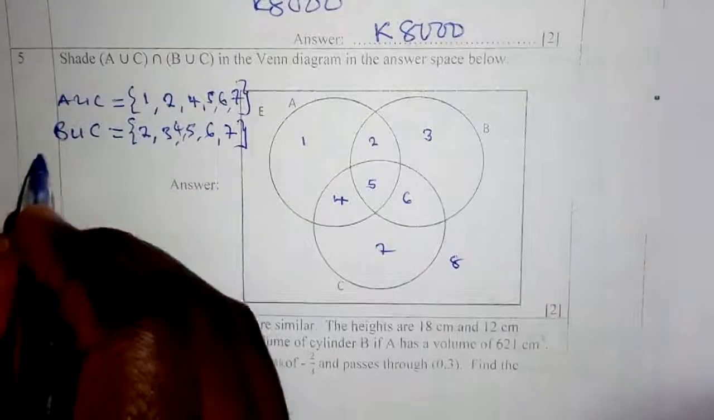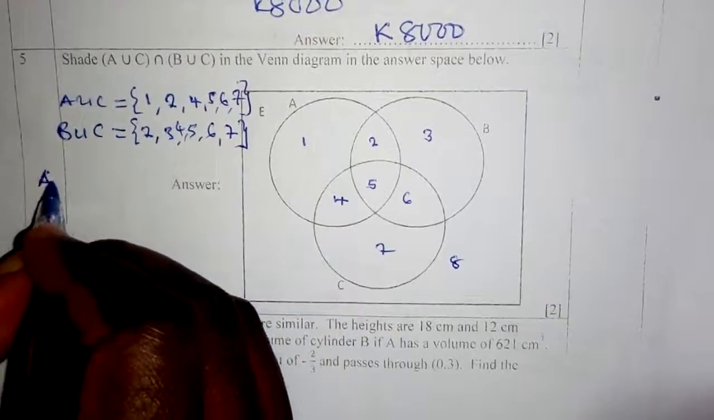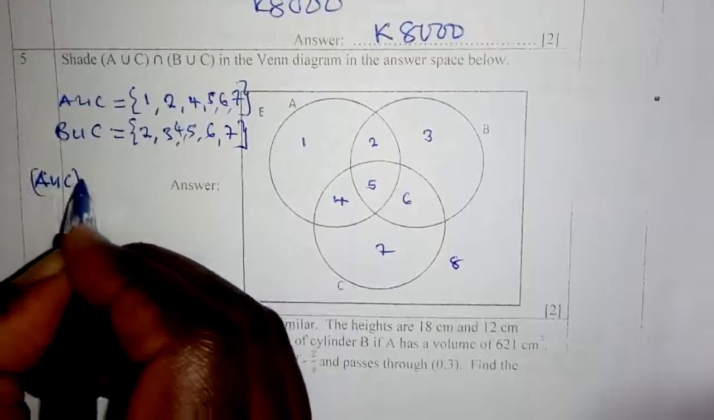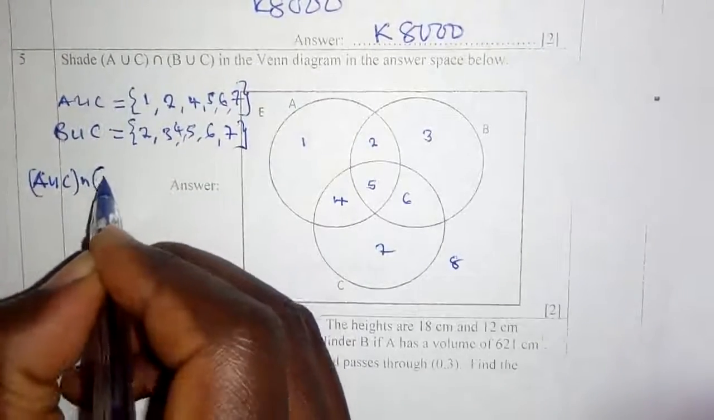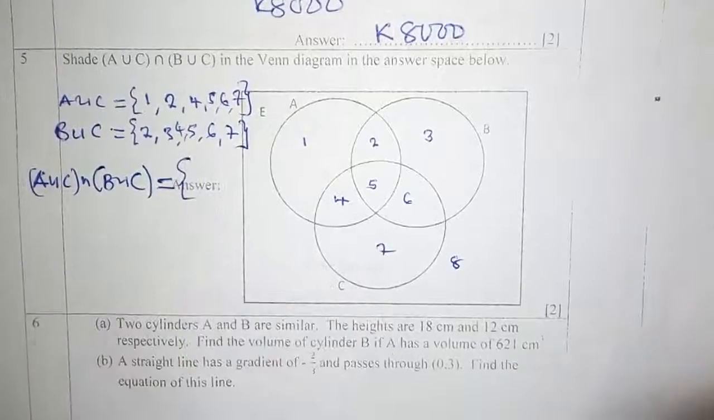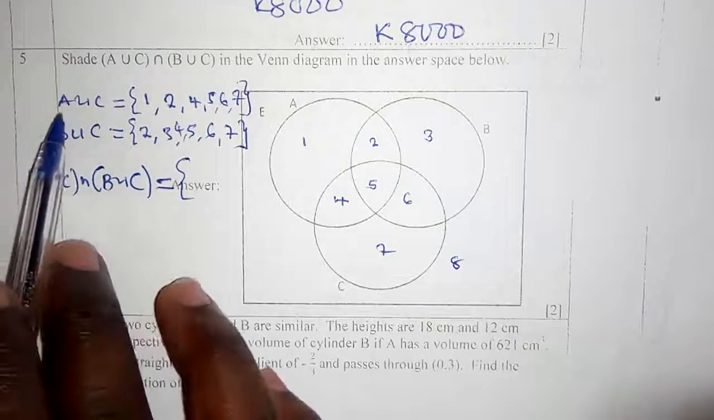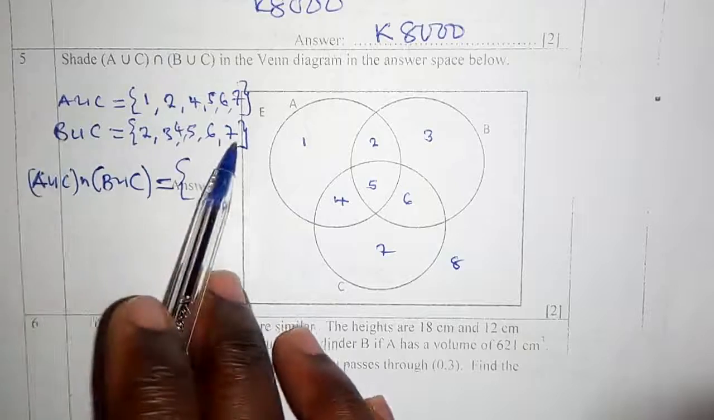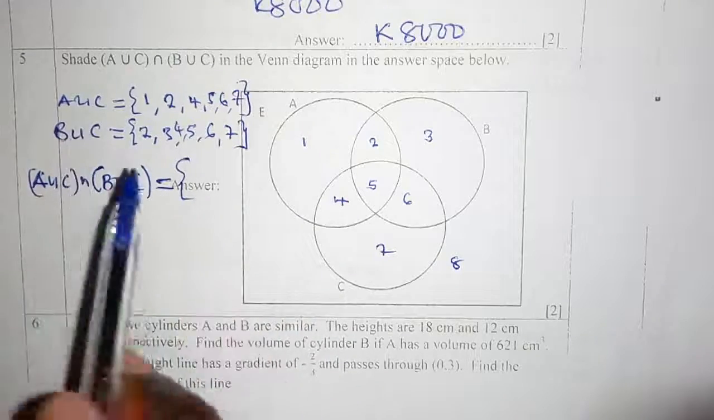So these are the values. Now we can find A union C intersect B union C. So what is A union C? It's over here. B union C is here. Now what is the intersection of these two?